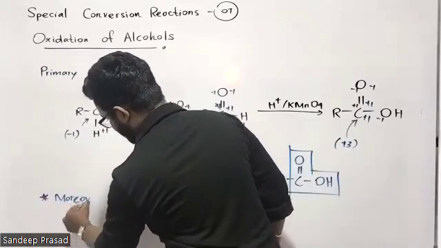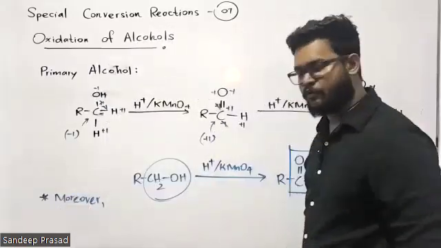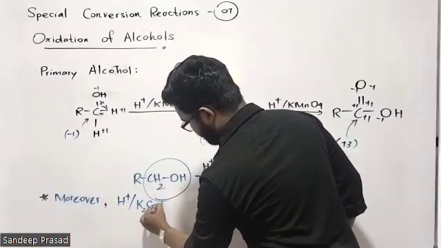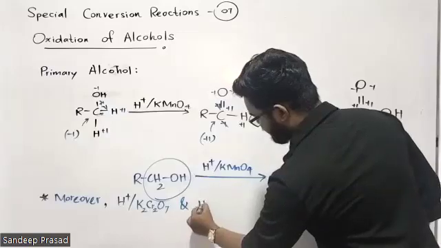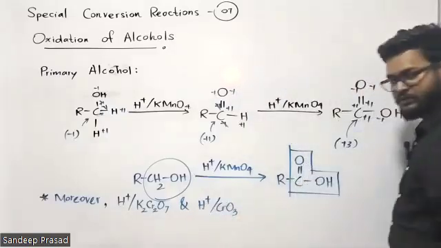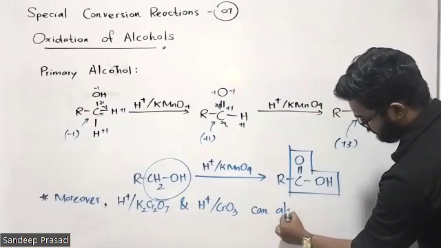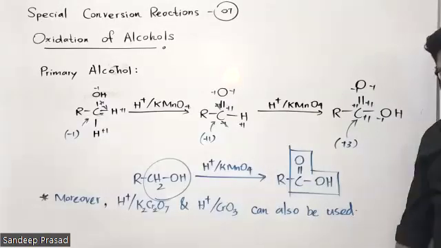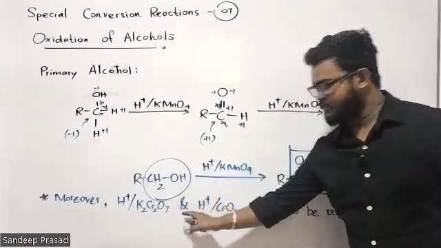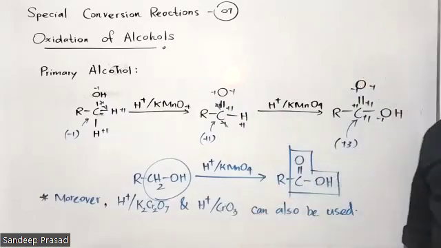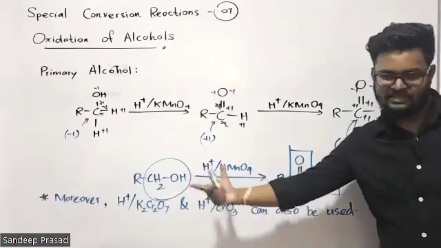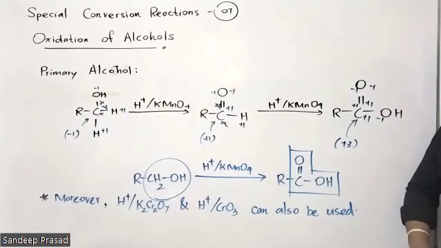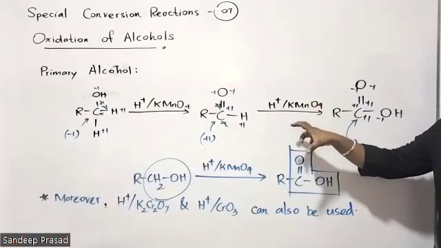Remember, moreover, in your resource book, students, they have given not only acidic KMnO4, you can use here acidic dichromate, K2Cr2O7, right? And acidic CrO3 can also be used to oxidize these primary alcohols. Acidic dichromate, H plus K2Cr2O7, or else acidic CrO3. Here chromium's oxidation number is +6, here also +6. Same chromium can also be used. Okay. So this is the case of primary alcohol.